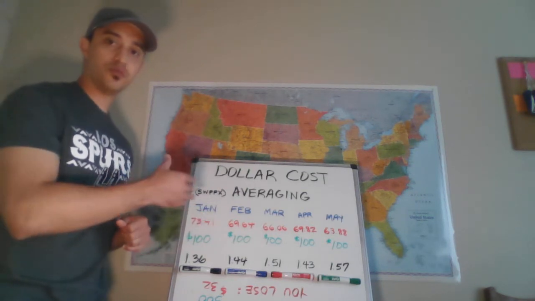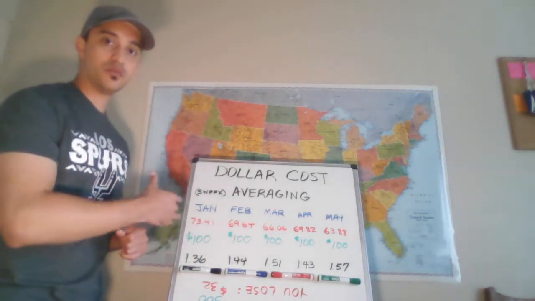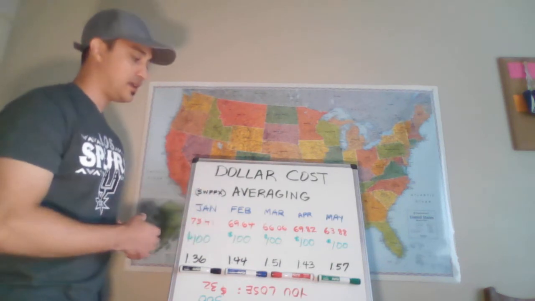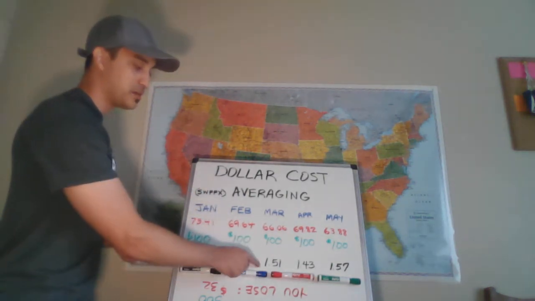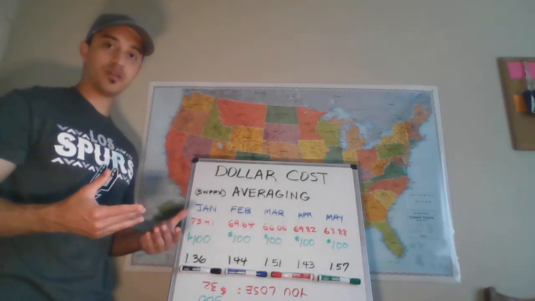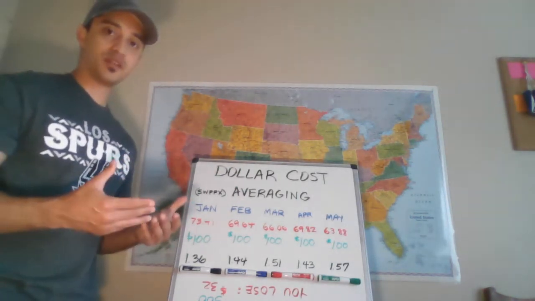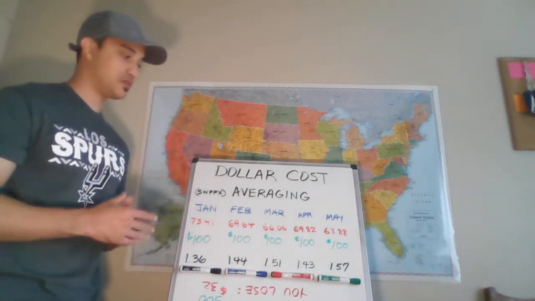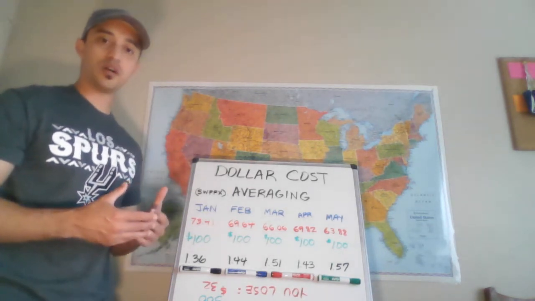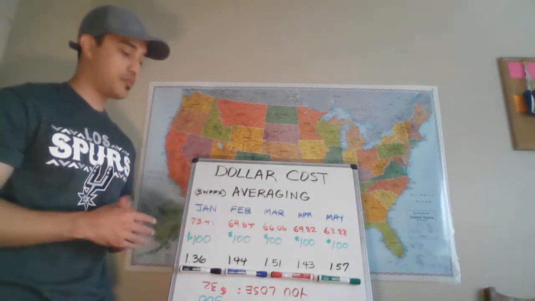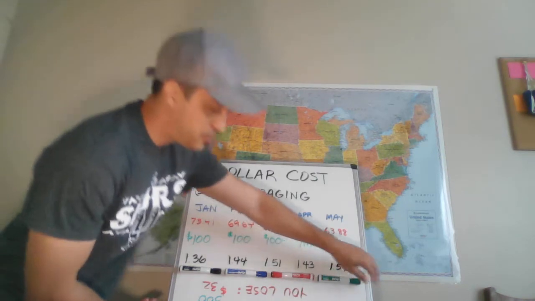You want to stay true to your strategy, continue investing the same amount of money, and when you do that, you end up buying more shares at a discounted rate. All right, hopefully that makes sense. That's how dollar cost averaging works. So now what I want to do is I want to show you what happens over time. So let me flip this over.